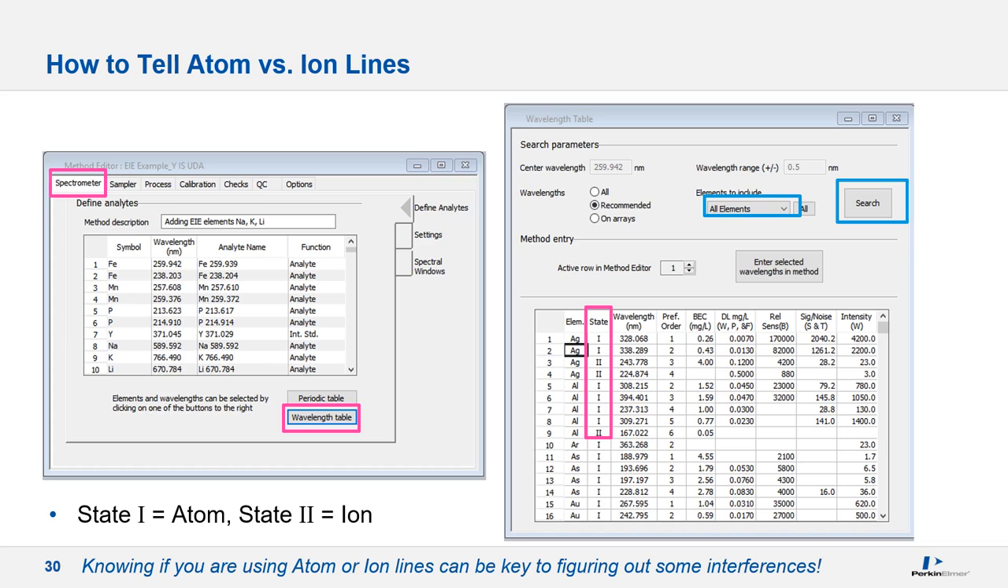When you select the element of interest, the state column will show you whether that analytical line is either an atom line, where the state has a Roman numeral 1 in there, or it's an ion line, where the Roman numeral in the state column is 2. Knowing whether you are using atom lines or ion lines can be the key to figuring out some of your interferences.